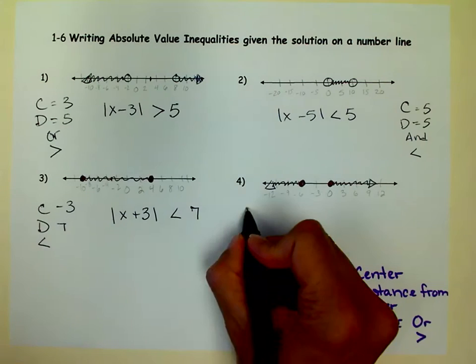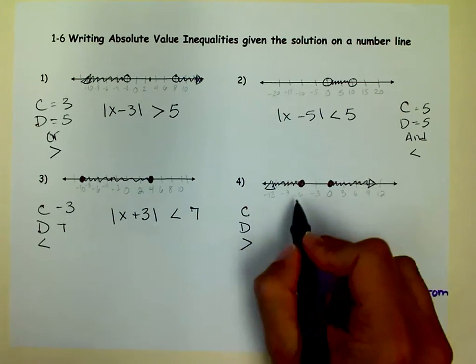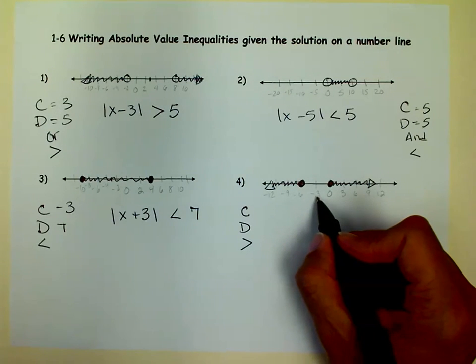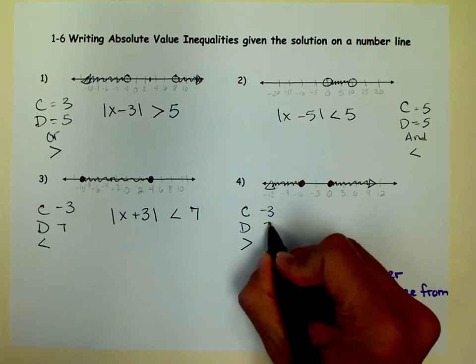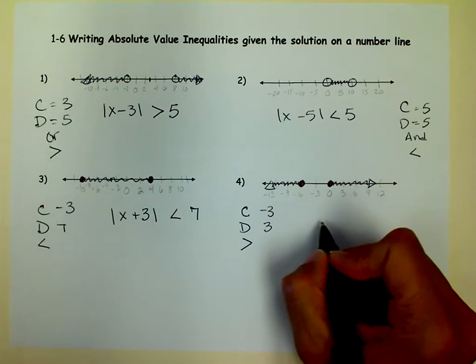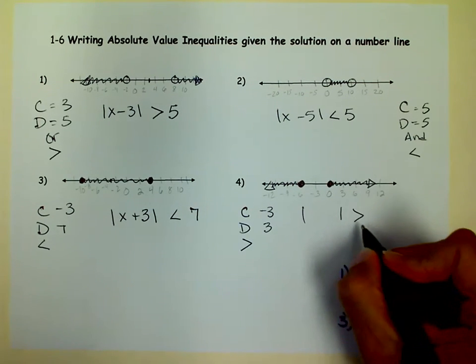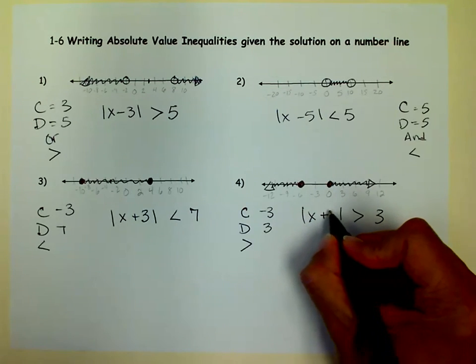Over here, same thing. I'm going to need to find my center and my distance, and this one's a greater than because it's 2 rays going out. This is pretty obvious. The center's right there at -3. My distance is 3 because it's from 0 to 3. So I'm ready to write my inequality. My distance goes out here, and the opposite of the center goes there.